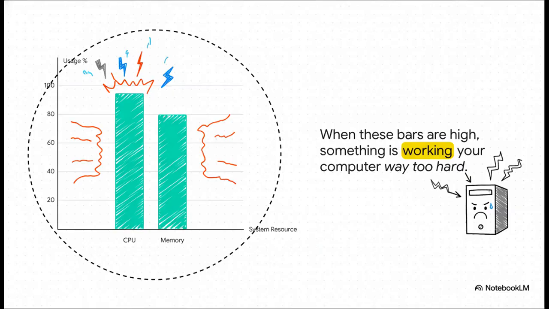Let's zero in on those vital signs at the top. See those bars? They represent your CPU, that's your computer's brain, and your memory. When you see those bars all lit up, getting close to 100%, well, that's the smoking gun. You know for a fact that something is pushing your computer way, way too hard.